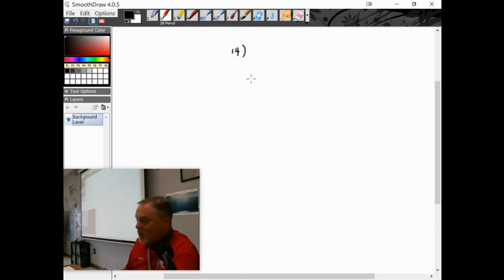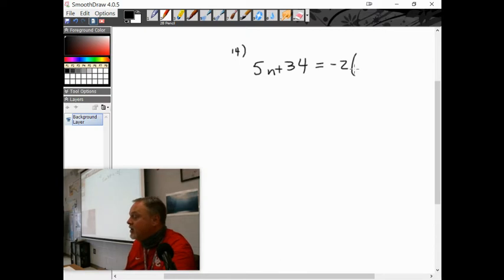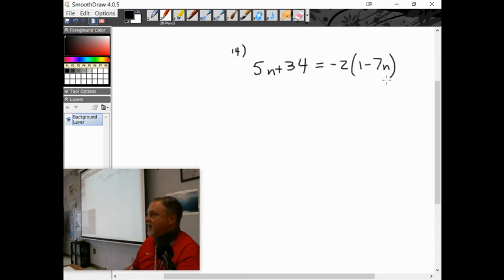And 14 is a little more complicated. You have 5n plus 34 on the left, and that's equal to -2 times the expression 1 minus 7n on the right side. Okay? So our first step when we have complicated equations to solve is to try to simplify each side if we can. So I'm going to look at the left side, and I have 5n plus 34.